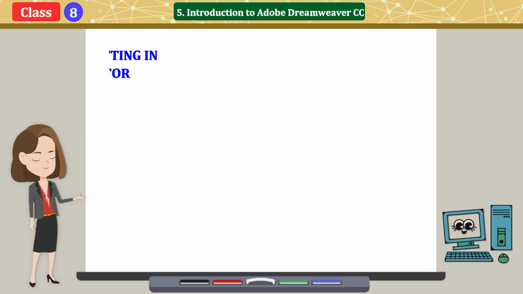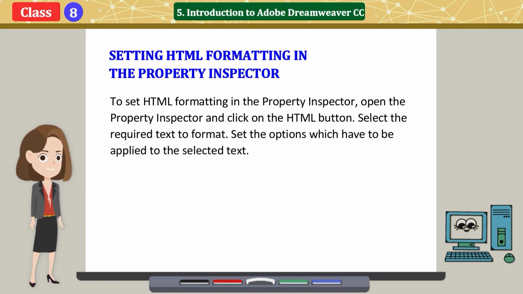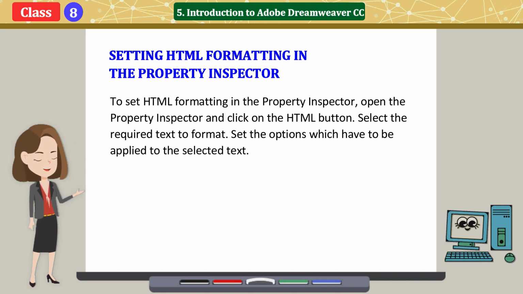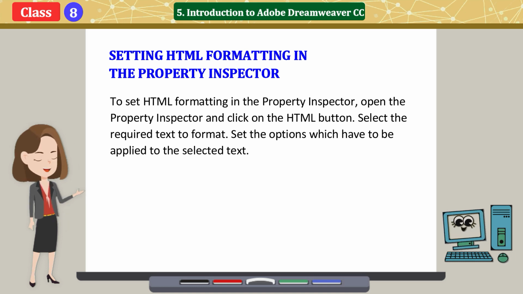Setting HTML formatting in the Property Inspector. To set HTML formatting in the Property Inspector, open the Property Inspector and click on the HTML button. Select the required text to format. Set the options which have to be applied to the selected text.